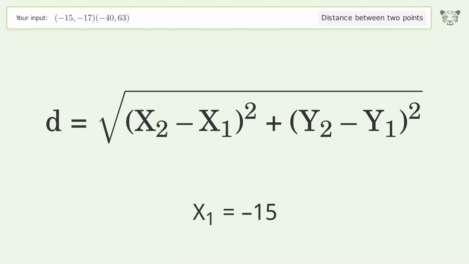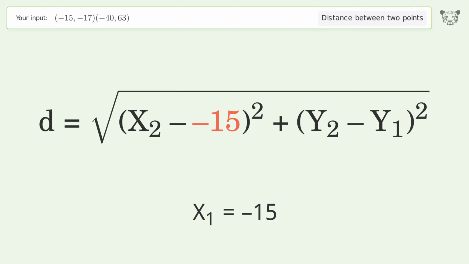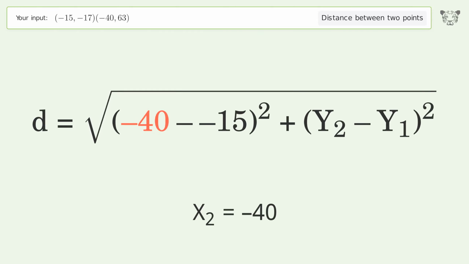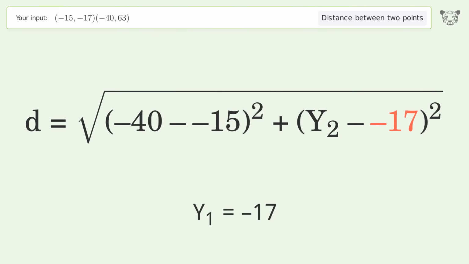x1 equals -15. x2 equals -40. y1 equals -17. y2 equals 63.